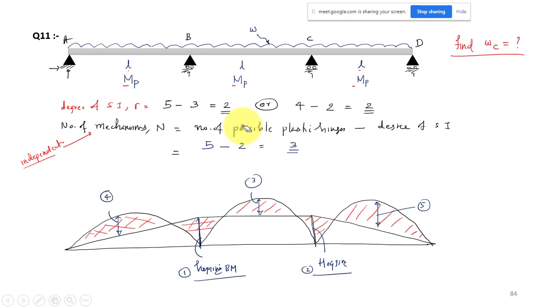So the span AB, there can be failure in the span AB. That means we have 3 mechanisms. The first case is mechanism 1, that means this is our beam ABCD. So A, B, C, D, this is my beam.